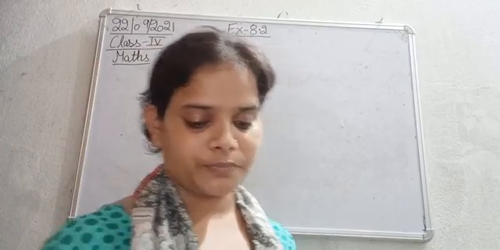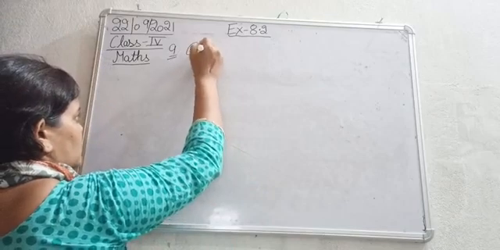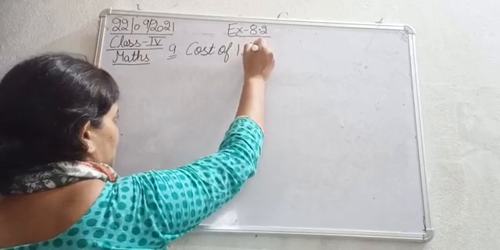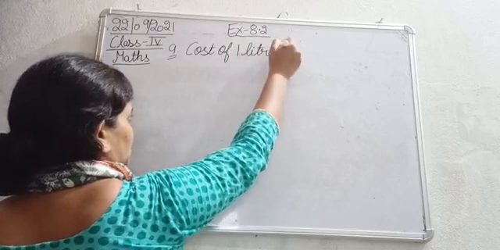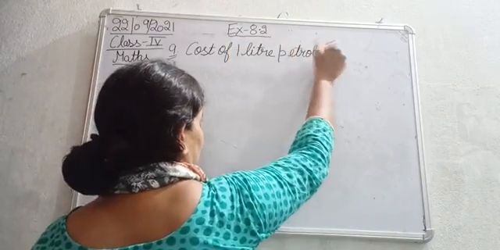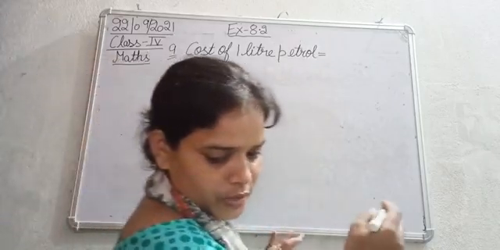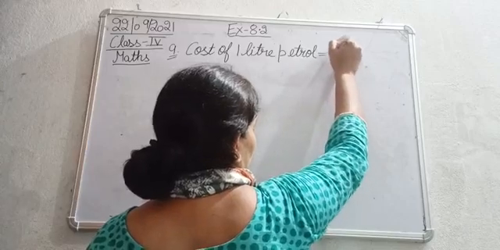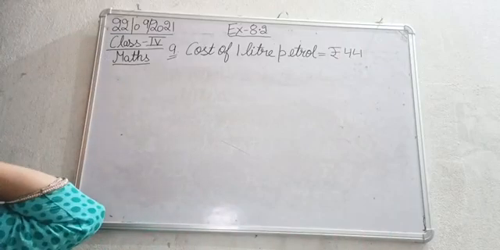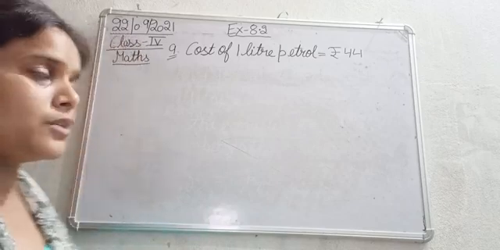So let's find out. Cost of 1 liter petrol is equal to rupees 44. This is the cost of 1 liter petrol. And we have to find the cost of 3/4 liter of petrol. So let's find out.